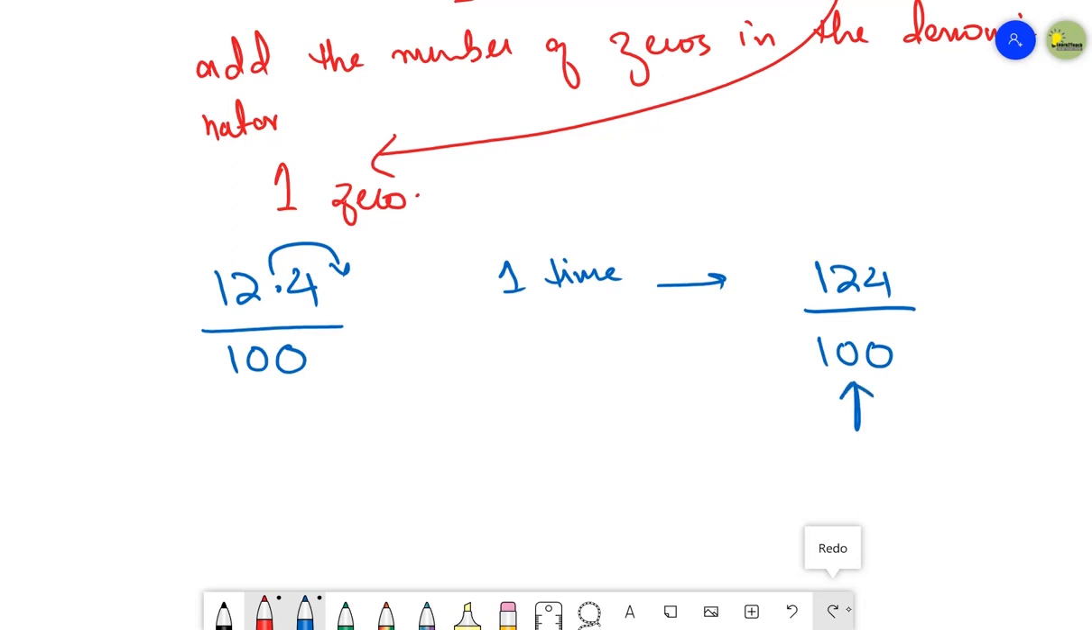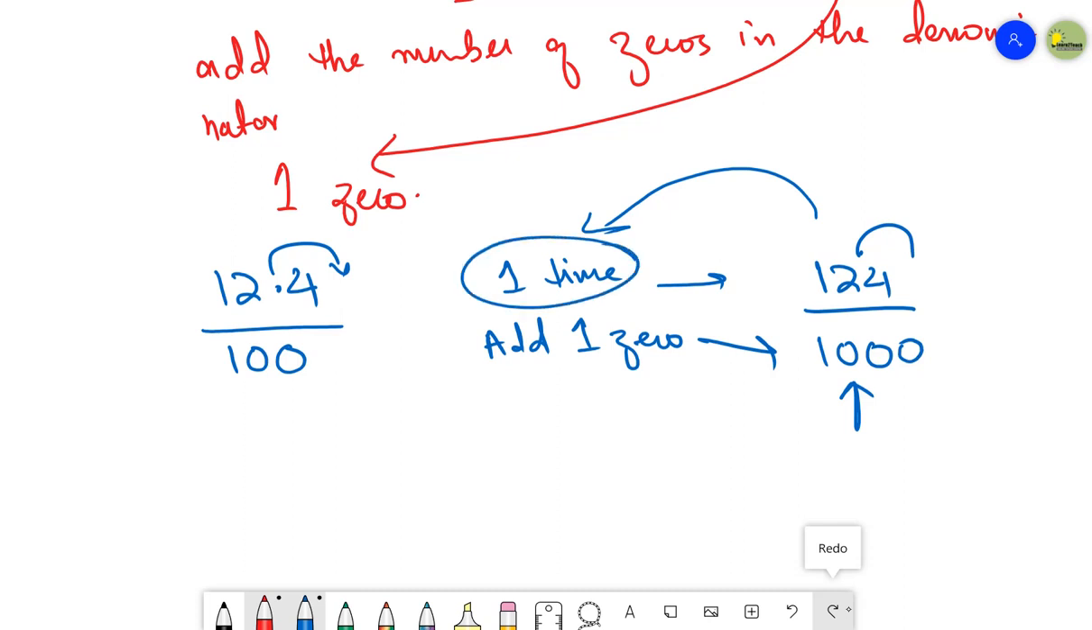I said that you have to add the number of zeros that corresponds to the number of times you have shifted the decimal. If the decimal is shifted only one time, you have to add one zero in the denominator, right? So if it is 100, now you are going to write 1000. You are going to add one extra zero. Why? Because you have shifted this decimal from here and that was shifted one time. So due to this one time, you have to add a zero in your denominator.